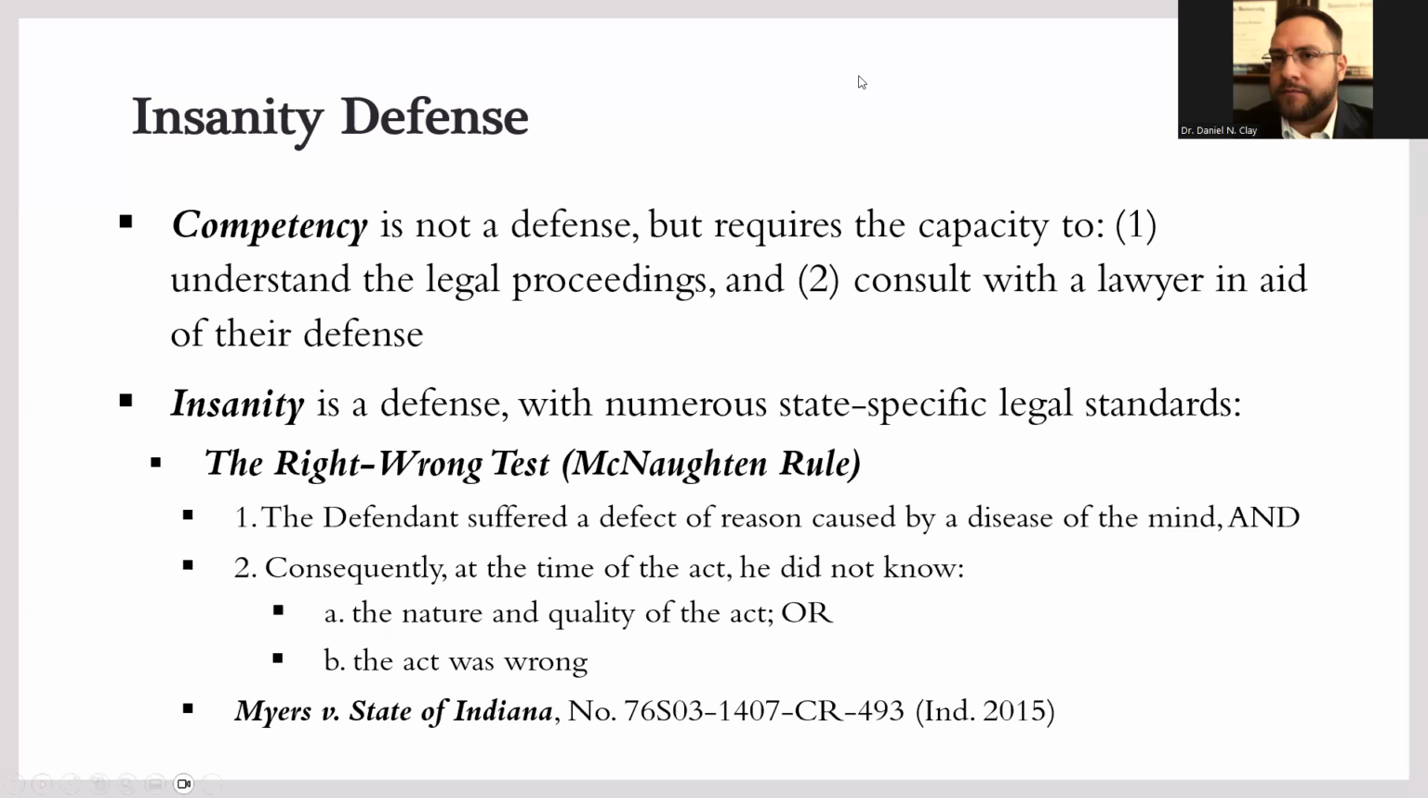What we're actually saying is that this person does not have the capacity to understand the legal proceedings or consult with a lawyer. So they'll be ordered to undergo psychiatric treatment, whether that's hospitalization or medication or a combination of both, until such point that they are competent to understand legal proceedings and consult with a lawyer. At which point, they can stand trial. So again, this isn't insanity, but this is about competency.